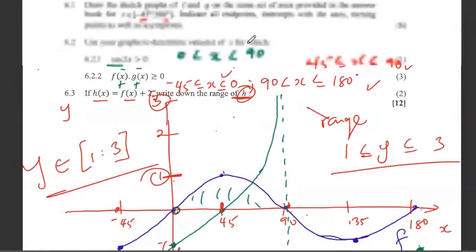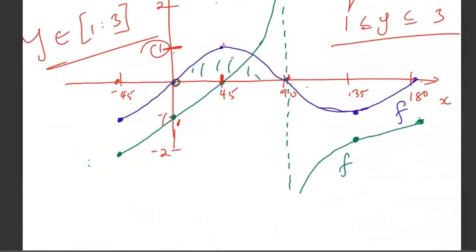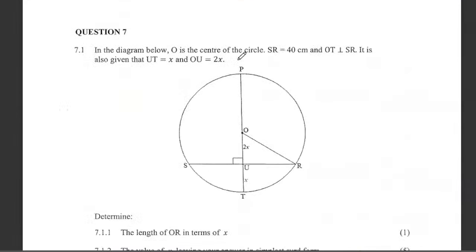Question number 7. So remember, sometimes they can just give you the graphs drawn for you. Then they ask you for the amplitude. Then they ask you for all those things, and all these ones will still be applicable. All right, then question number 7, which is the start of the Euclidean theorem.